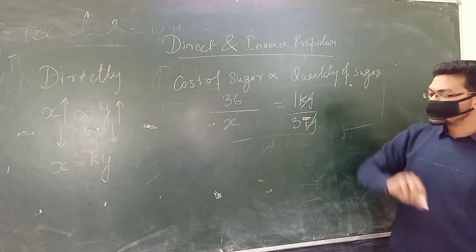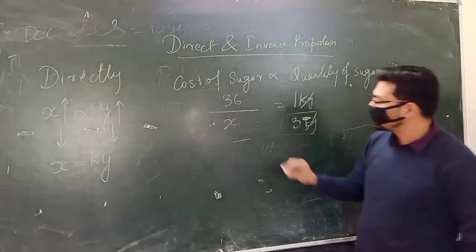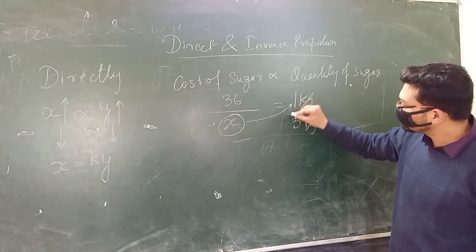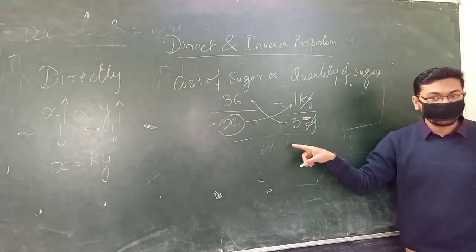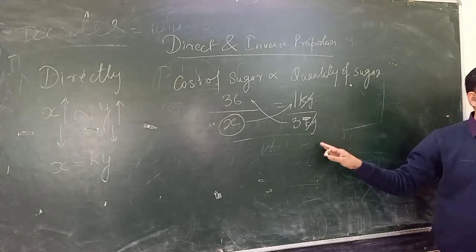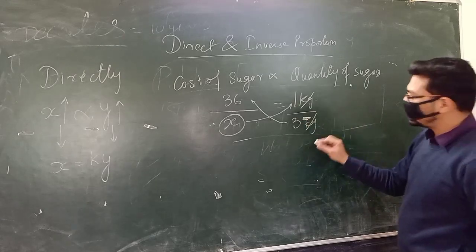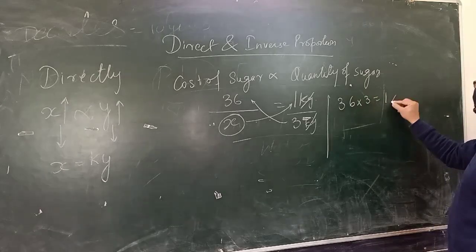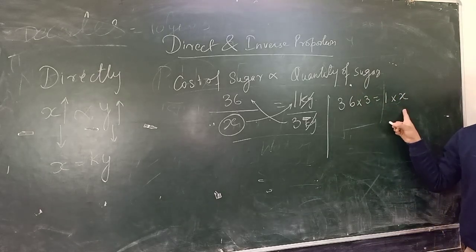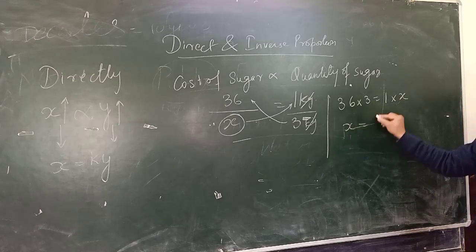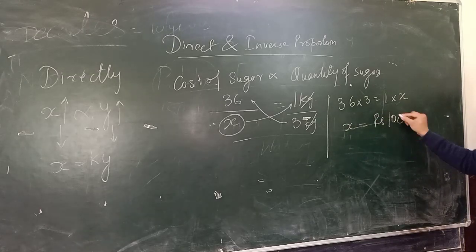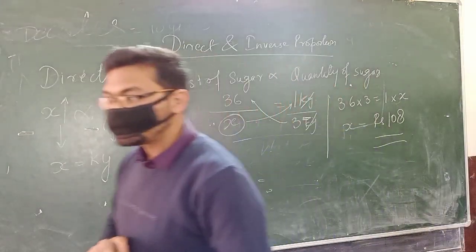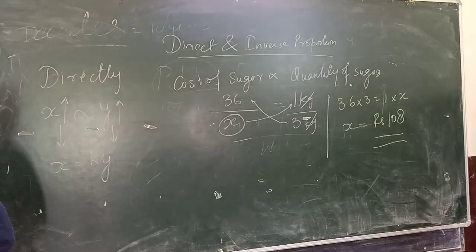So here kgs and kgs cancel out. Now you need to find the value of x. So you just need to cross multiply it here. This is the sign for cross multiplication. I think you all are aware of this. Then you can write it here: 36 into 3 is equal to 1 into x, and 1 into x is nothing but x. So x is equal to rupees 108. Is it clear or not? Then please note it down fast.